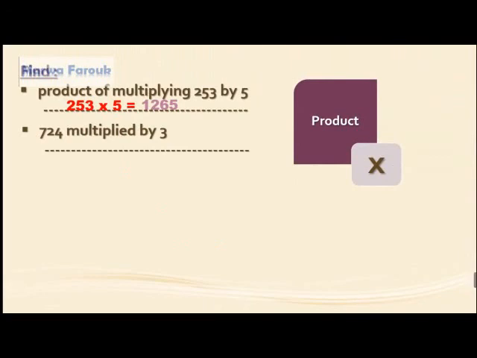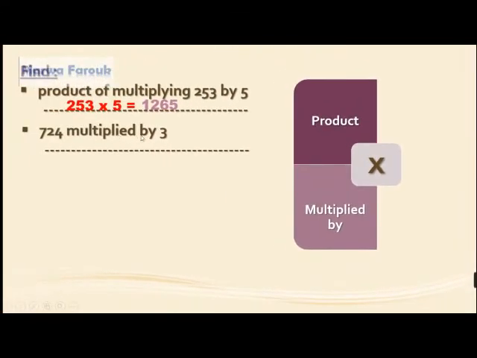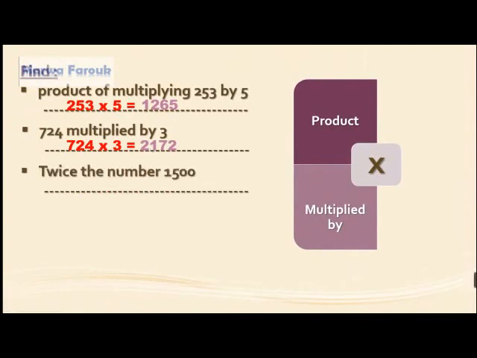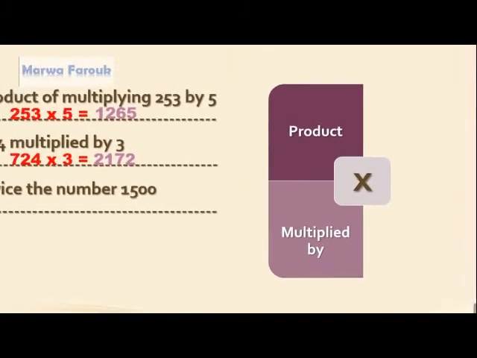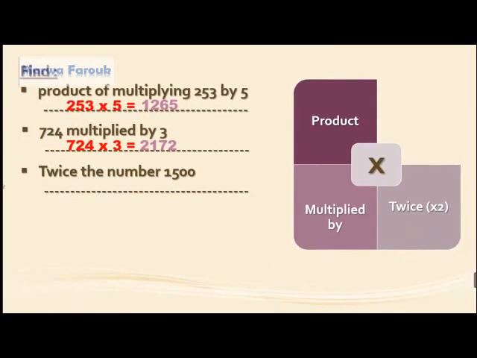Okay, the next question, he wants me to find 725 multiplied by 3. Again, multiplied here means times. So we are going to multiply 725 by 3, and we will get that answer. Make sure that you get that answer. Next one is twice the number 1,500. Twice here means times 2. So we are also going to multiply 1,500 times 2. Why times 2? Because we have here twice, and twice means times 2.